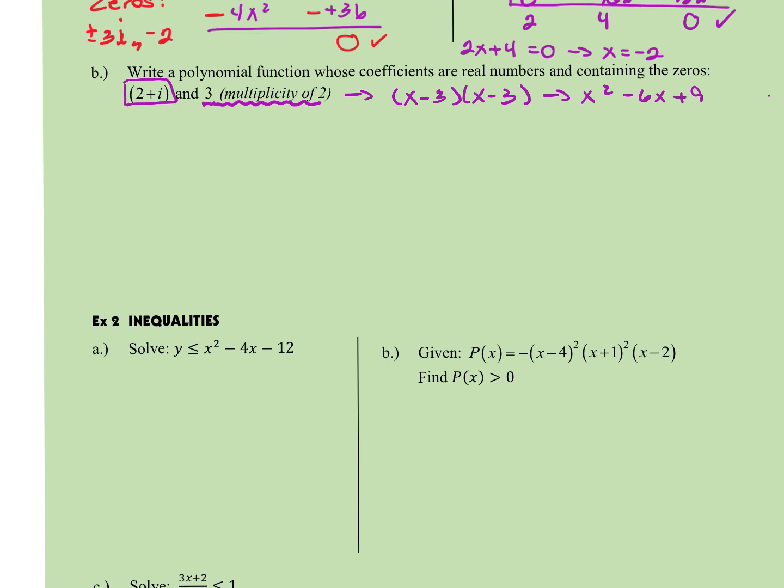Now, if 2 plus i is a zero, then we also are going to have 2 minus i.